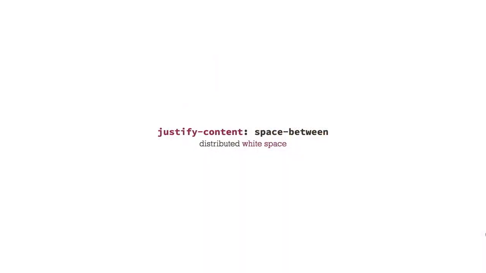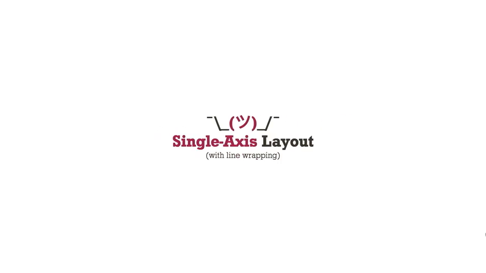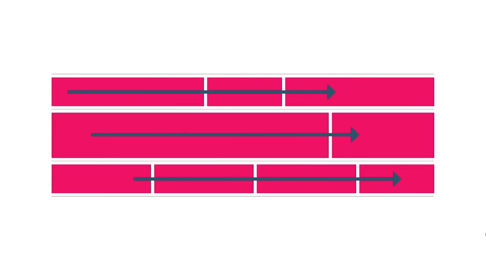We can start doing things like justify content, space between, or there's some sort of space equal. I don't remember what that was called. And we get distributed white space. We can do vertical centering. We can do equal height columns. We're only dealing with a single axis, which isn't ideal for layouts.